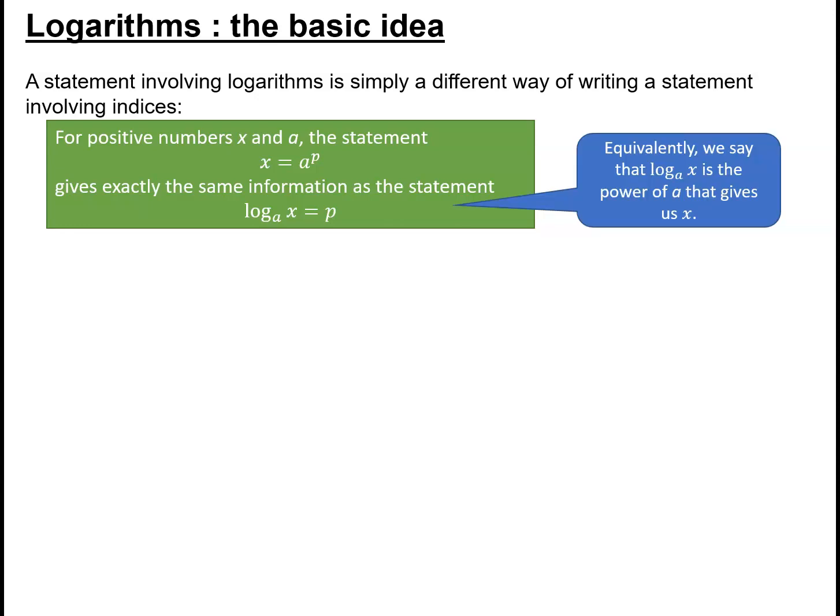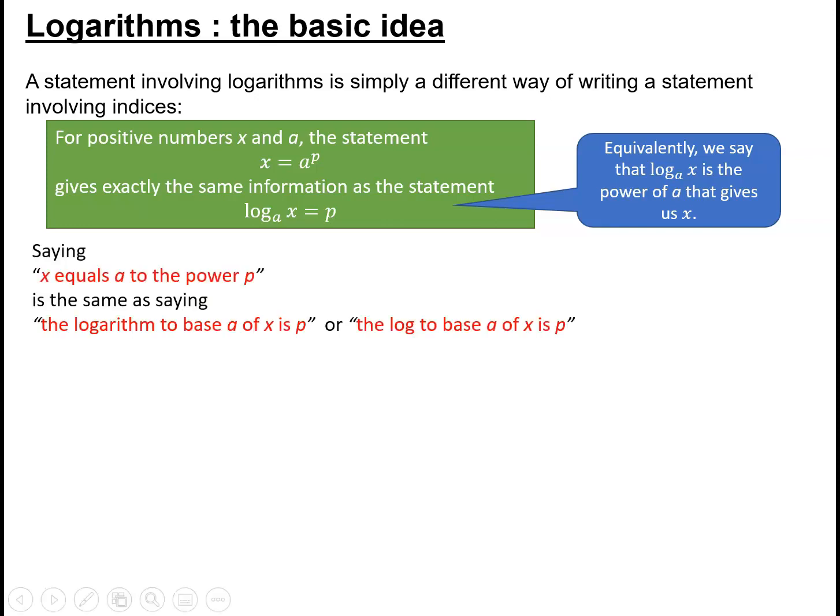Another way of saying it is that log to base a of x is the power of a that gives us x. So saying that x equals a to the power p is the same thing as saying the logarithm to base a of x is p, and we sometimes abbreviate the word logarithm down to just the word log. So we say the log to base a of x is p.